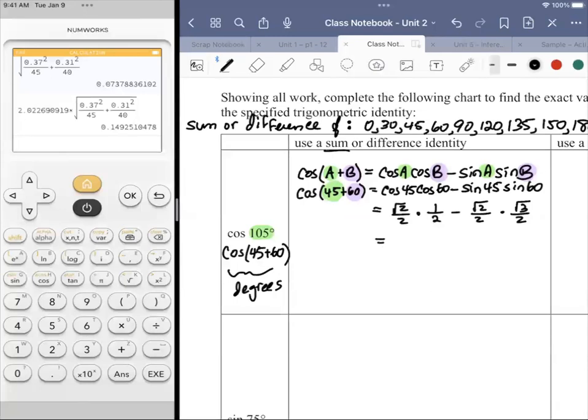Multiplying fractions, rad 2 over 4 minus rad 6 over 4. And I get, with a common denominator, rad 2 minus rad 6 all over 4.